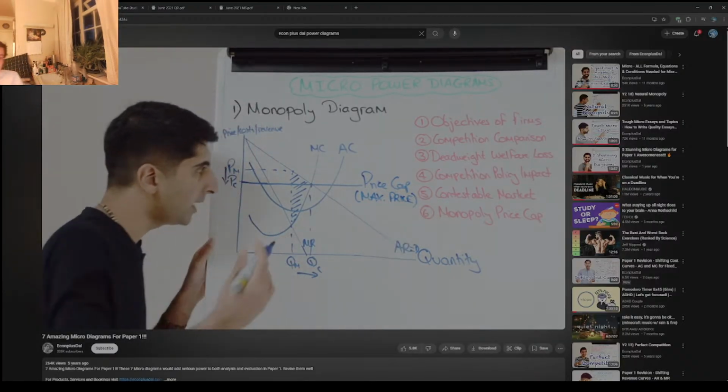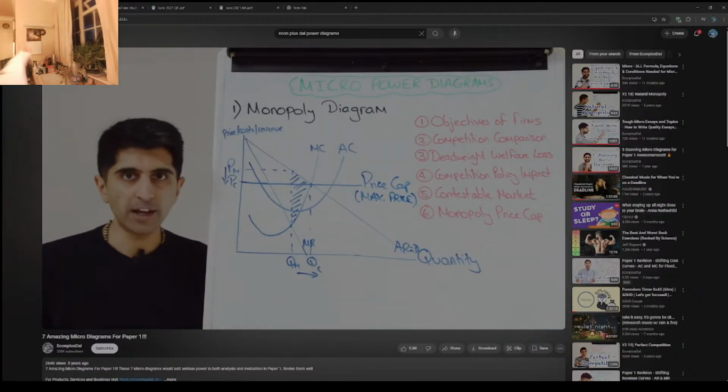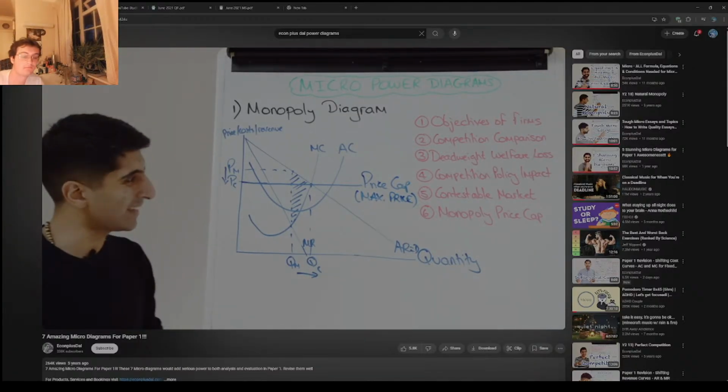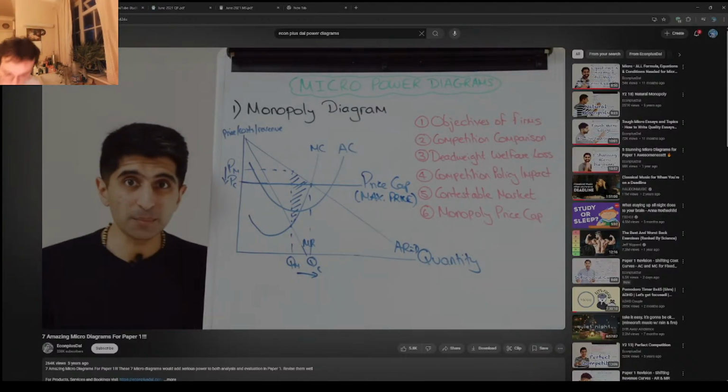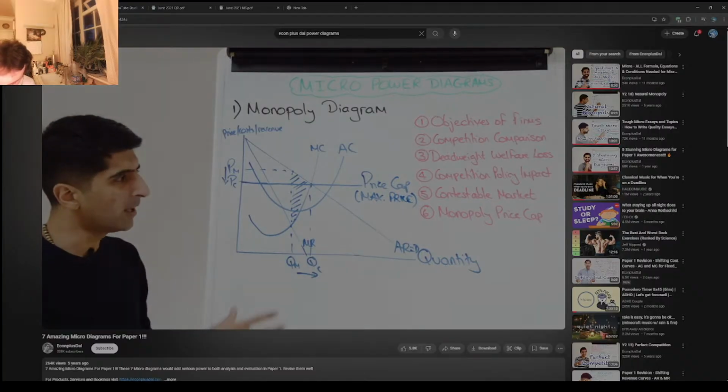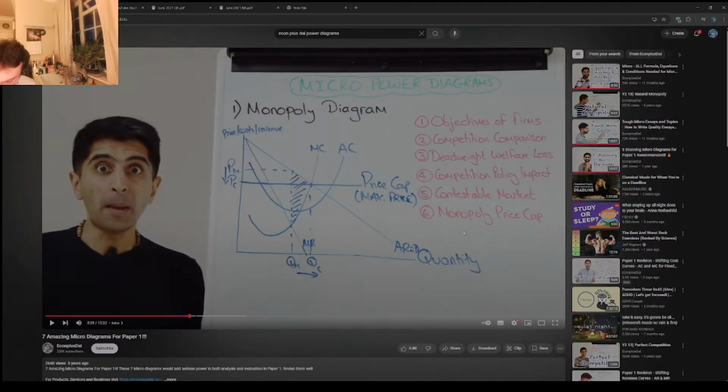And the impact of that will be, again, your lower prices and your higher quantities. How amazing is this? And with that, the gaining consumer surplus. Incredible diagram, not just in its simple form. Monopoly price cap.